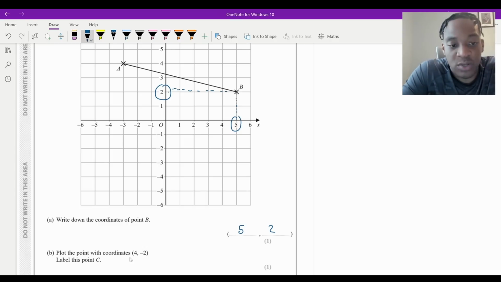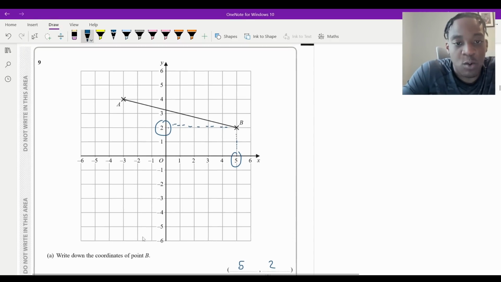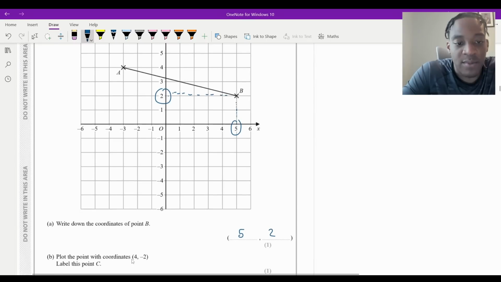Now, part B says we need to plot the point with coordinates 4, -2 and label this point C. Where is the point 4, -2? Remember, x goes first, so we look along the x-axis first, which is right here at 4. And then -2 means we just go down by 2. So this right here will be the point C, and that is the coordinates 4, -2.